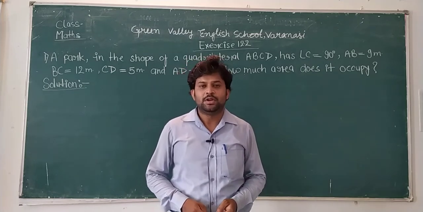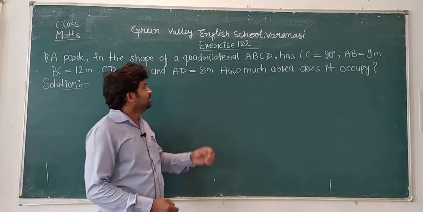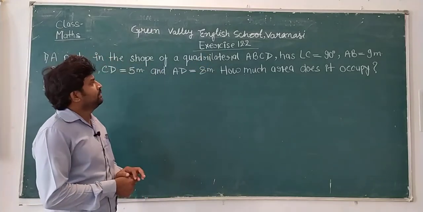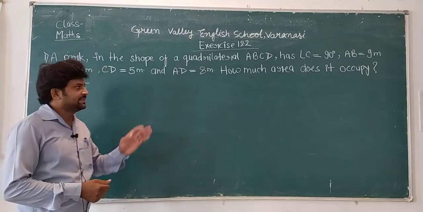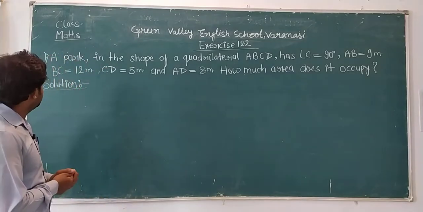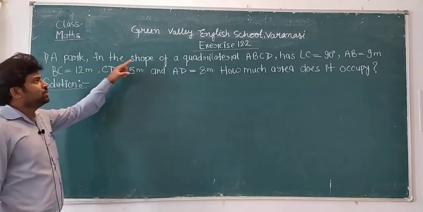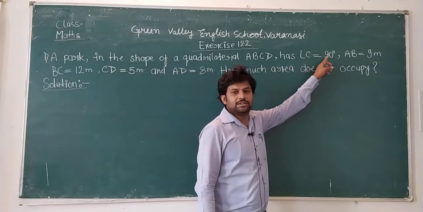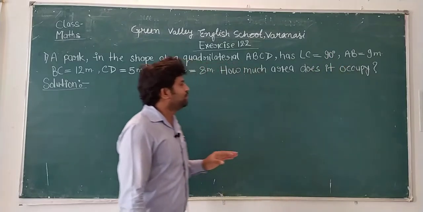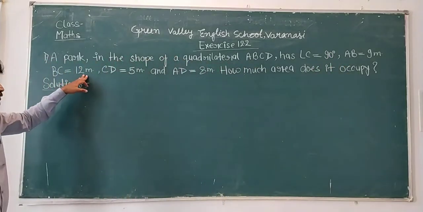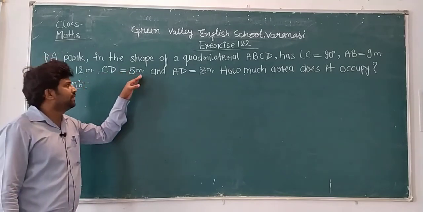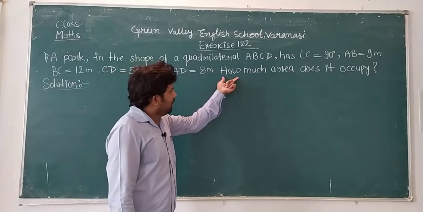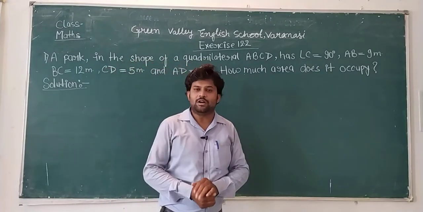Myself Kuldeep Srivastava. Today we will solve question number 1 of exercise 12.2. Question number 1: A park in the shape of a quadrilateral ABCD has angle C equal to 90 degrees, AB equal to 9 meter, BC equal to 12 meter, CD equal to 5 meter and AD equal to 8 meter. Then how much area does it occupy?